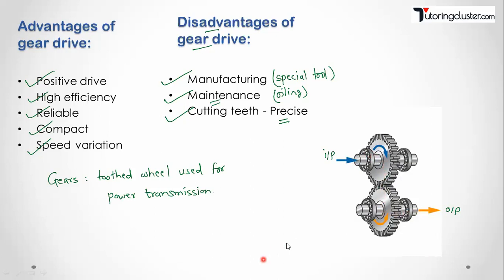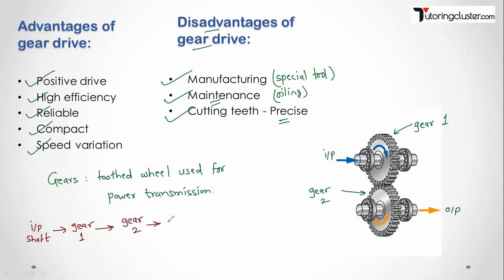If I have to show here, let's say this is the input shaft. Let's say this is gear 1, which is in mesh with gear 2, and this is your output shaft. So how is the power transmission taking place from the input shaft? On the input shaft there is gear 1. If the input shaft is rotating, then the gear will also rotate. From gear 1, power is getting transferred to gear 2.